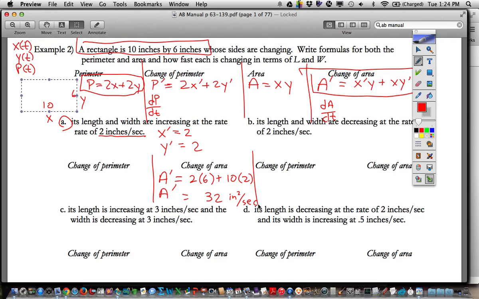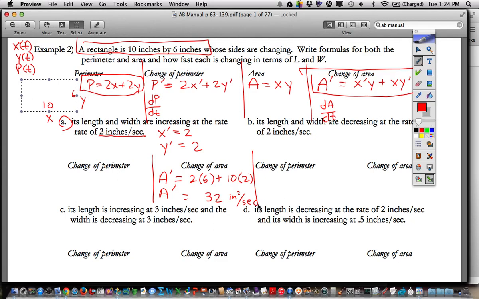But usually, if you do everything right, all you have to do is think what you're finding. Oh, I'm finding area. The rate that area is changing. So it's got to be inches squared per second. Okay? And so there you go. So that's how those problems look. Now, that was fairly simplistic, but basically, you'll be given a situation.